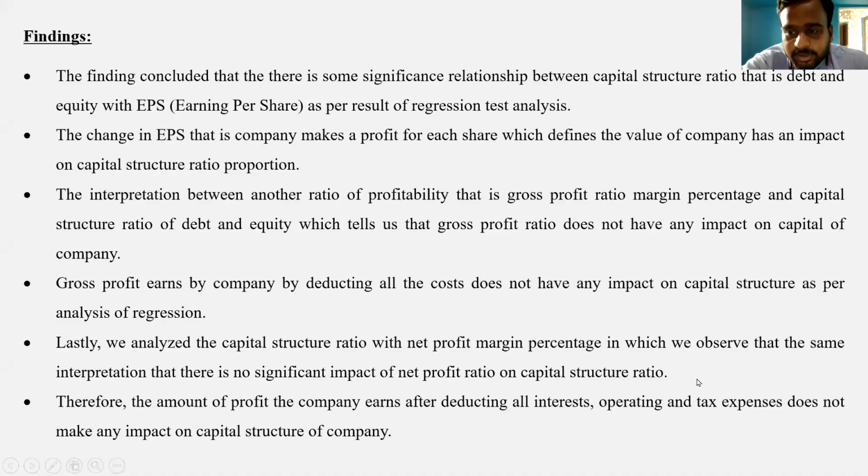So let's see what findings we have taken from it. The finding concluded that there is a significant relationship between the capital structure ratio, that is debt and equity, and earning per share, as per the result of the regression analysis test. Change in EPS, that is the profit the company makes for each share, which defines the value of the company, has an impact on the capital structure ratio proportion. The change in earning per share definitely has an impact on the capital structure ratio.